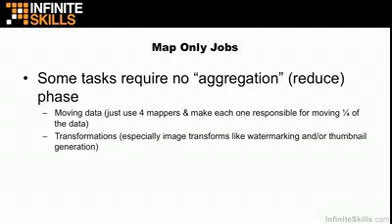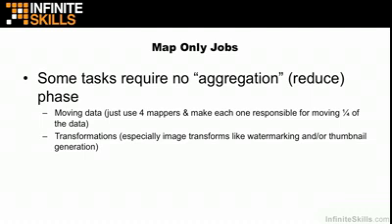Another place where map-only jobs are used a lot of times is whenever we're trying to do transformations, and especially image transformations, such as watermarking or thumbnail generation. With image transformations, all we really care about is that each image is transformed as it needs to be.